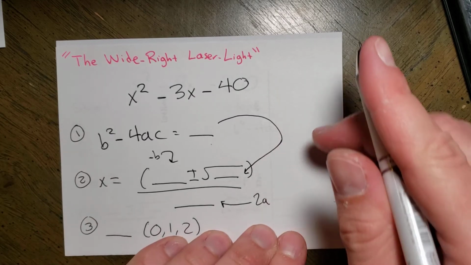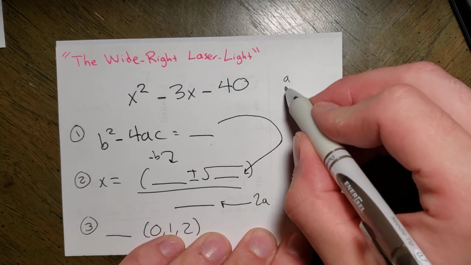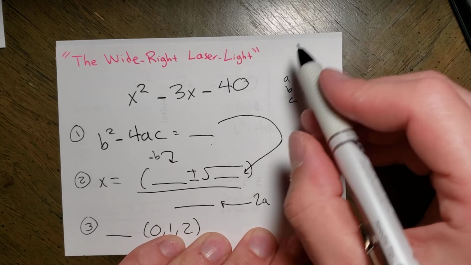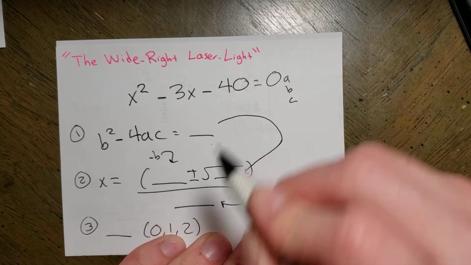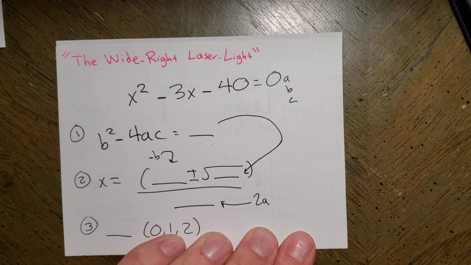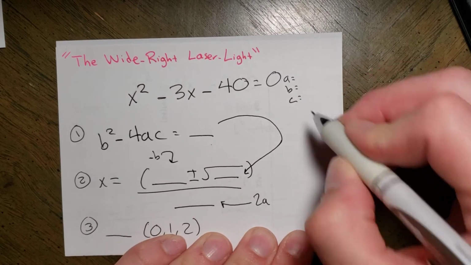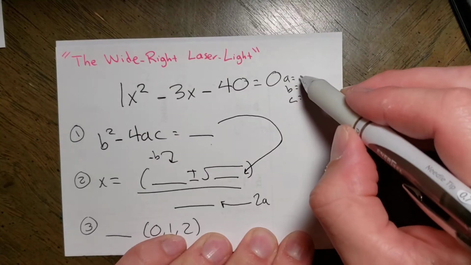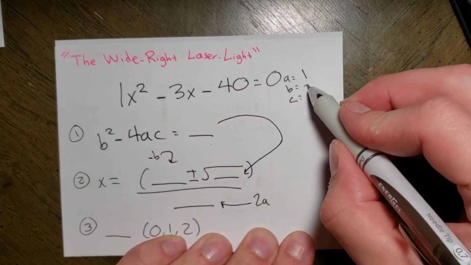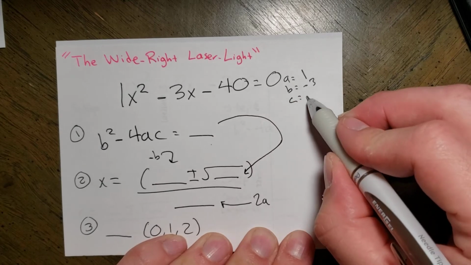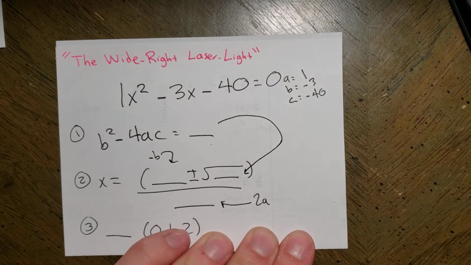One thing that will help you, friends, is if you identify the A, B, and C value. I should highlight that it's equal to 0 already, but if it's all by itself, we're just going to assume it's equal to 0, okay? So let's go ahead and find the A, B, and C values, and then we can actually do stuff. So there's a 1x squared minus 3x minus 40. There we go. A, B, and C values have been identified.